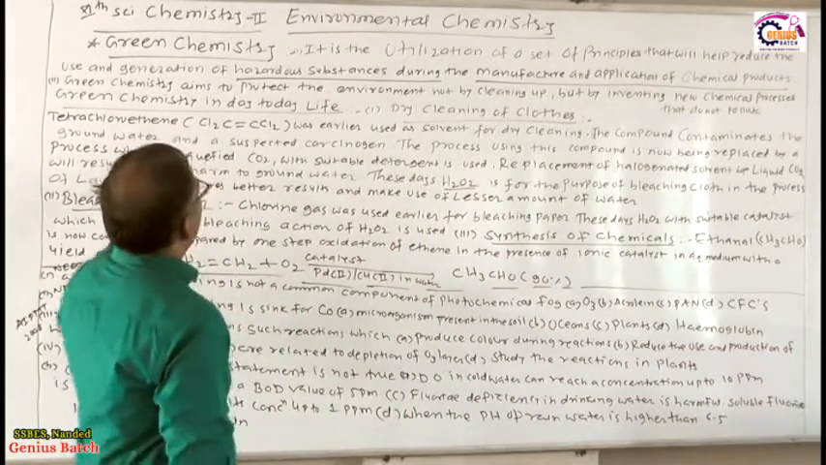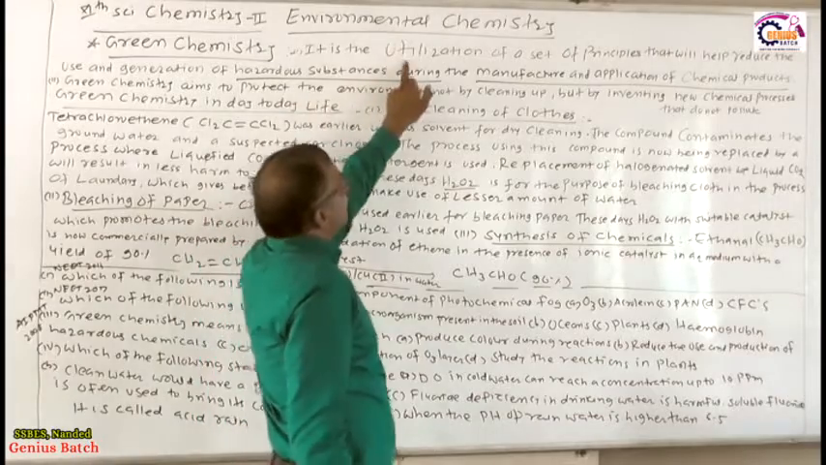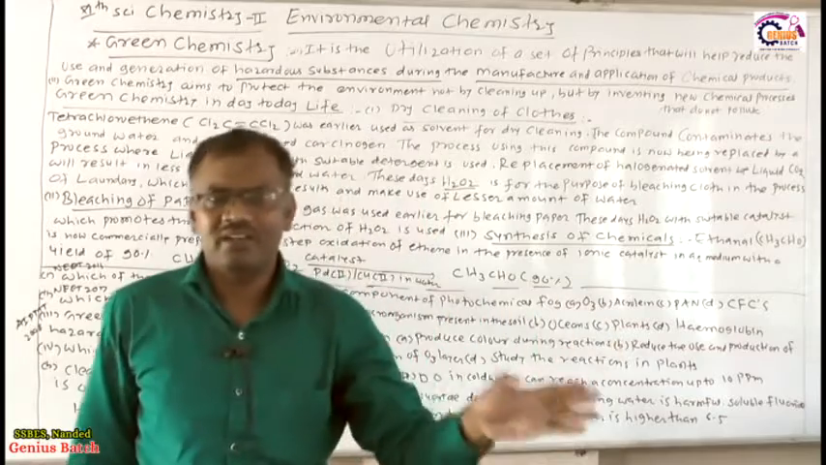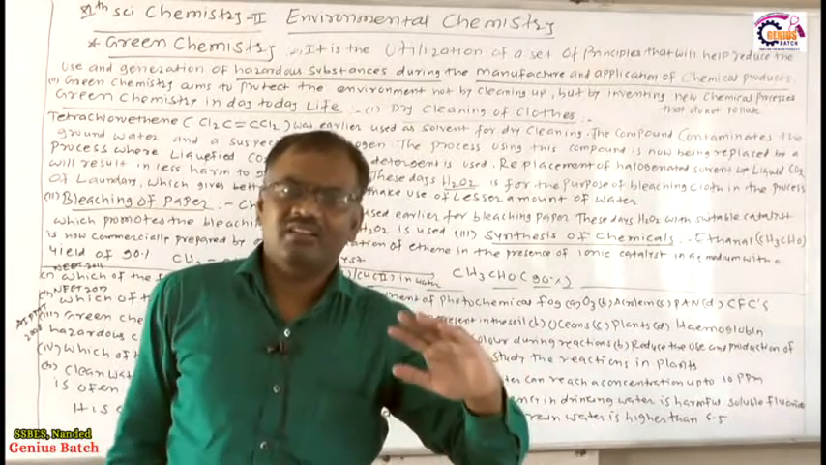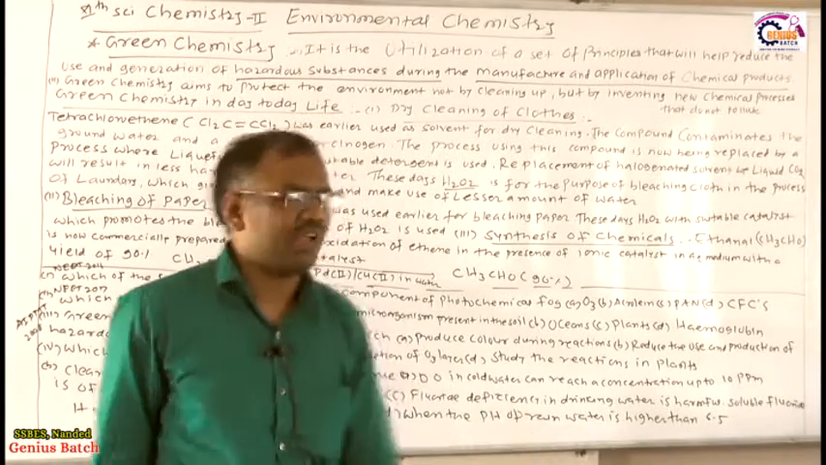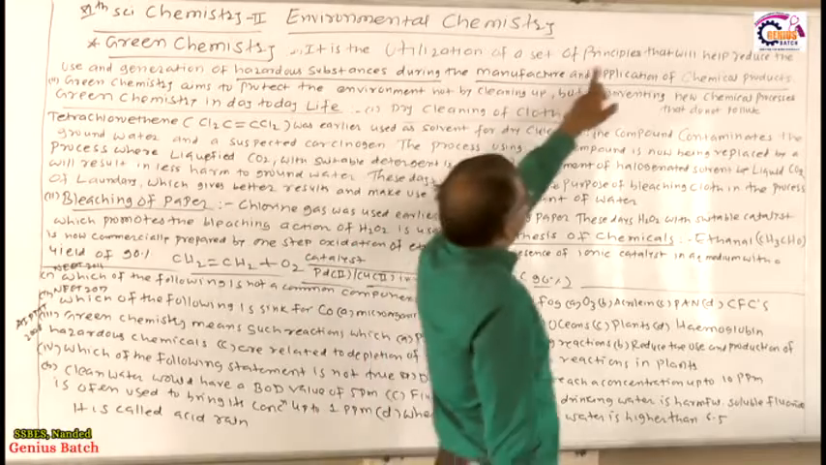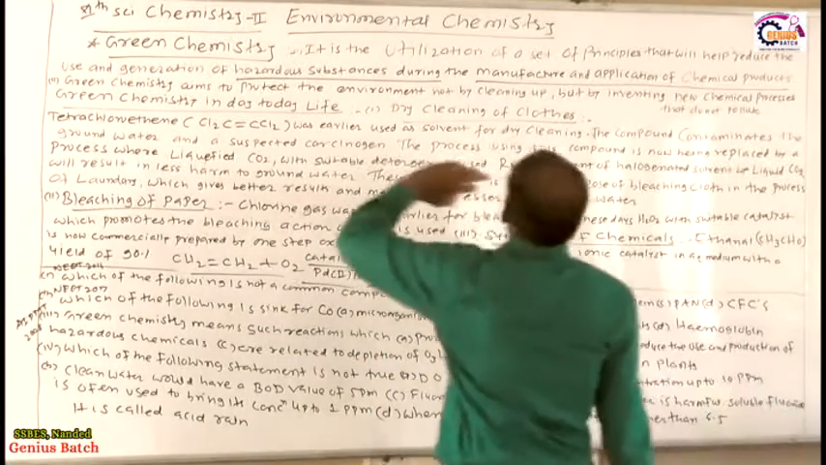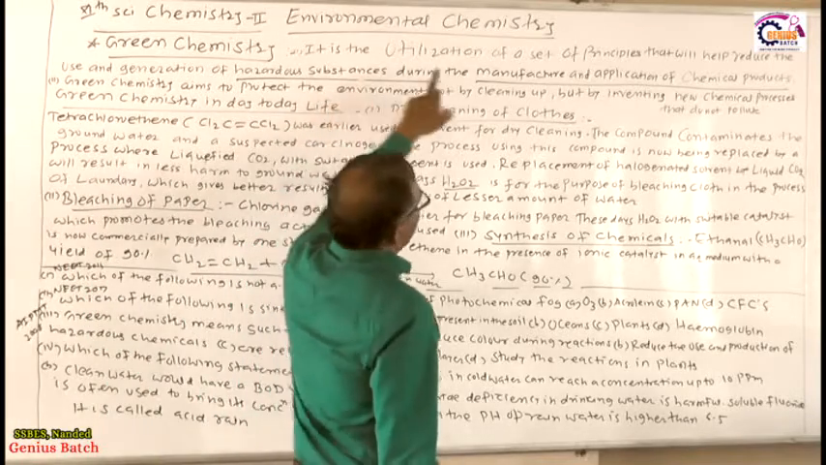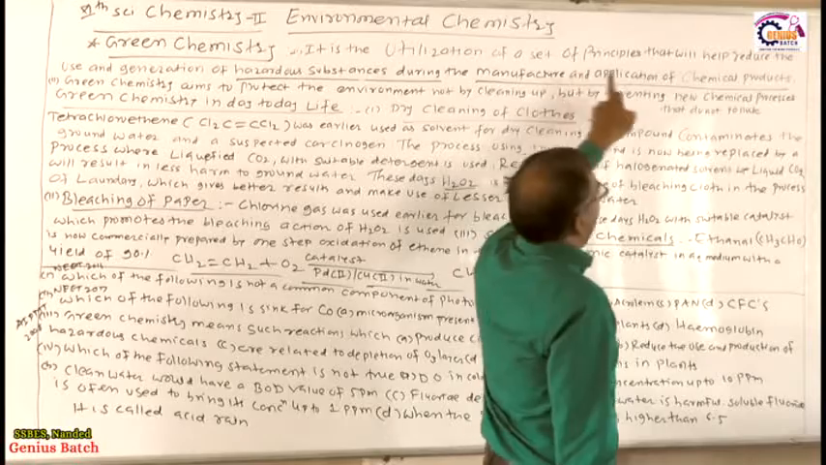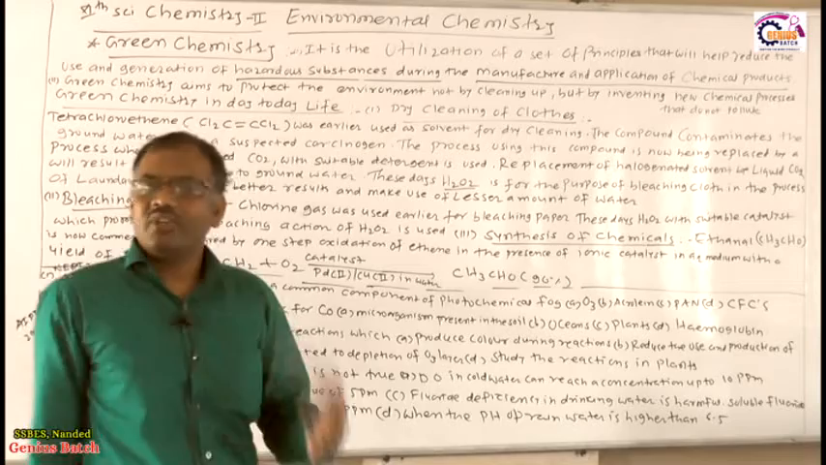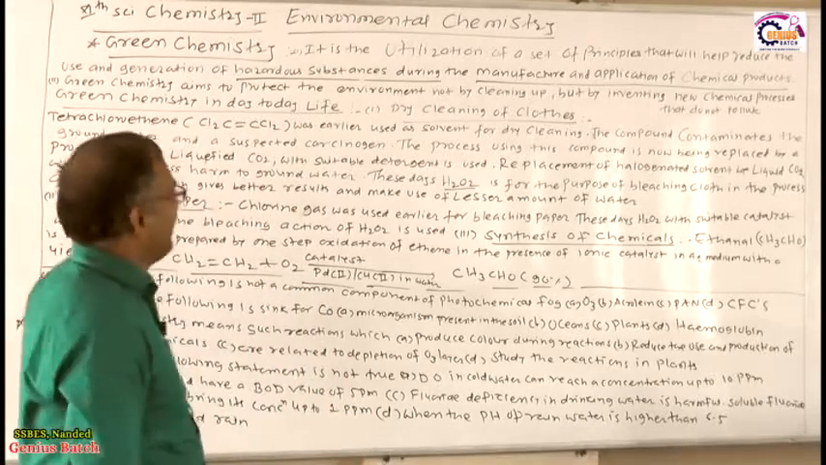So, what is meant by green chemistry? It is the utilization of a set of principles. We have to develop an alternative principle to the hazardous processes, materials or chemicals we use in day-to-day life. It is the utilization of a set of principles that will help reduce the use and generation of hazardous substances during the manufacture and application of chemical products.